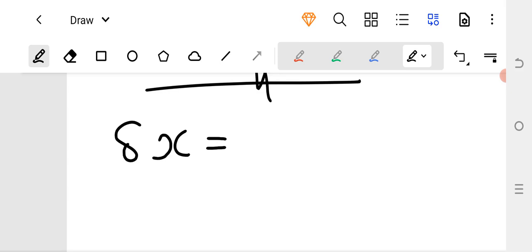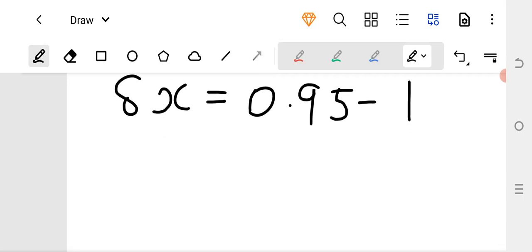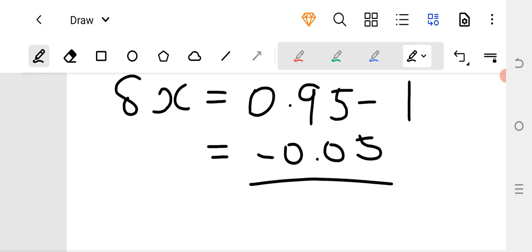So how do you find the change? What has it become? It has become 0.95, right? 0.95 minus 1. When you subtract these two, that is your delta x, because it was decreasing. The way we subtract is we subtract what it was from what it has become. So 0.95 minus the 1, you're going to have negative 0.05. Negative 0.05. I hope that's clear.